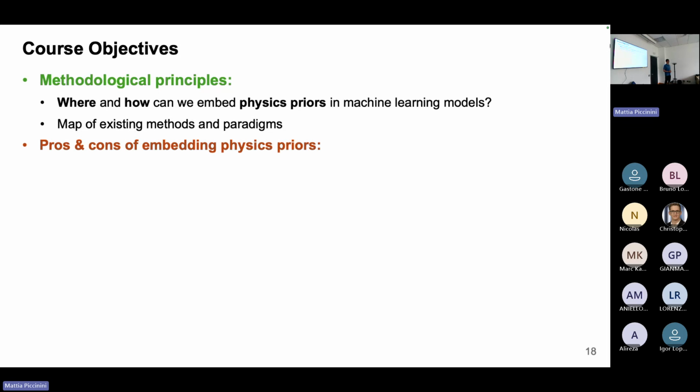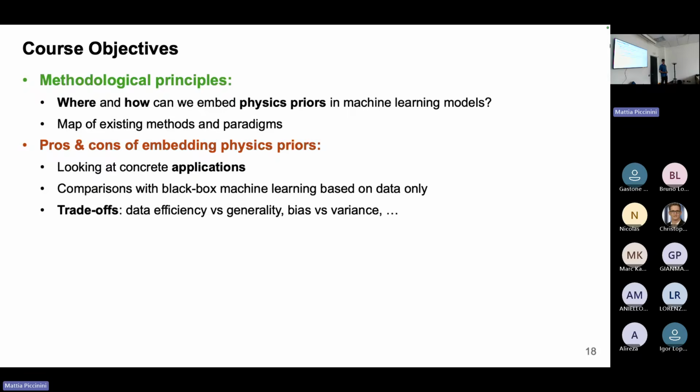What are the pros and cons of embedding physics priors? Because we have mentioned the pros, but sometimes there are also some cons. Sometimes we also want to be very general purpose and avoid overfitting to one specific condition. Looking at the applications, what has been applied to real systems already? What are the comparisons against black box models? And then discussing the trade-offs: being very general purpose versus being very physics oriented, bias versus variance trade-offs, and other types of trade-offs we need to take into account.